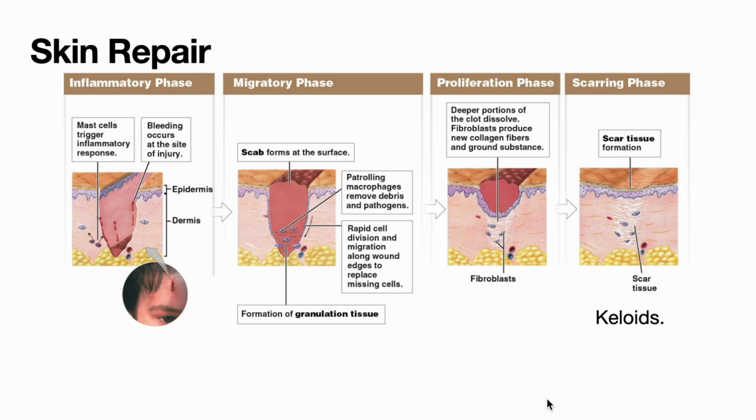So then we move into the scarring phase, and you can see that now the clot is totally gone. We do have epidermal tissue over the top of that connective tissue underneath, but you can also see here that there is less of a blood supply, there's a lot of fibroblasts, and there is a ton of collagen. And so this tissue is not going to look the same as it did before.